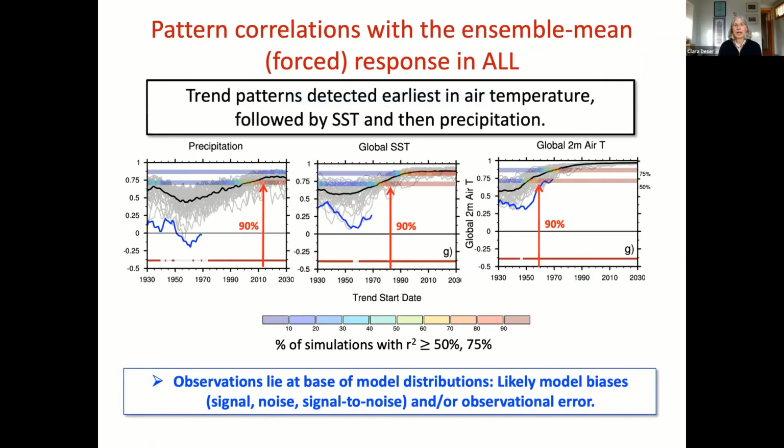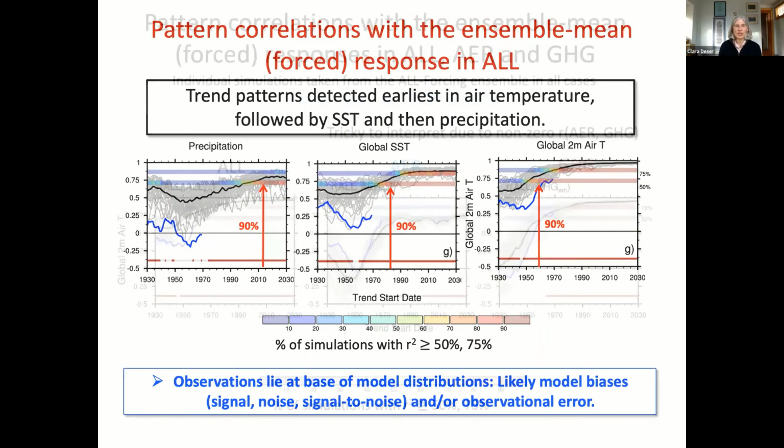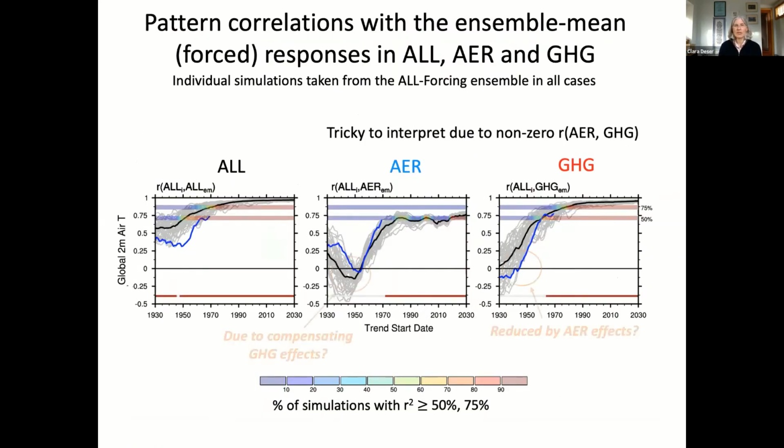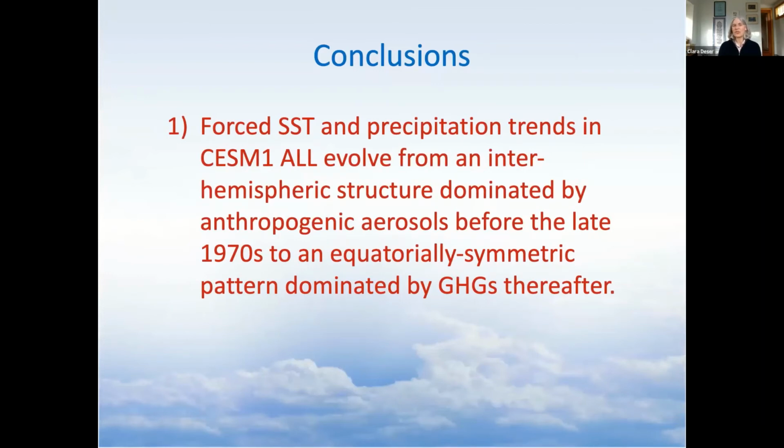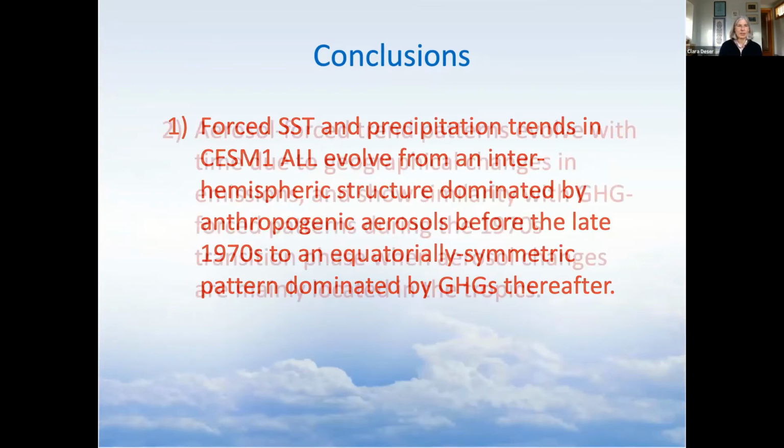So I think I'm going to end it here and just go to my very broad brush conclusions. I'm just going to skip these just for lack of time, and we can talk about it in the discussion if you're interested. So conclusions: forced SST and precipitation trends in the CSM1 all forcing ensemble show a very pronounced evolution from an interhemispheric structure that's dominated by aerosols before the late 70s to an equatorially symmetric pattern dominated by greenhouse gases thereafter.